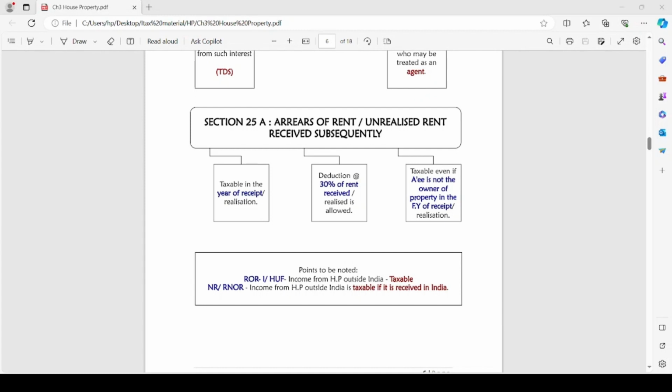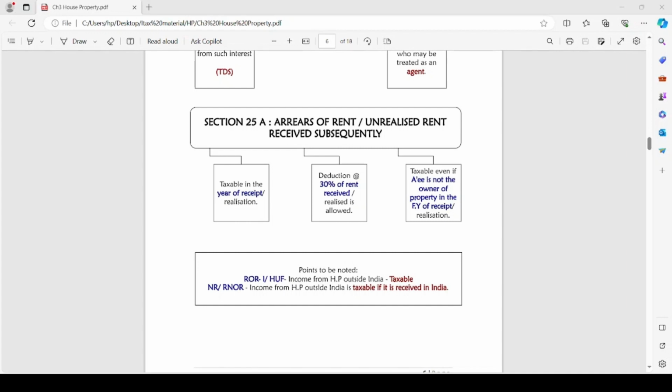There may be cases where the assessee cannot realize or receive the whole rent amount during a few months in any of the previous years, and now such rent amount has been recovered or realized in the subsequent years. In such a case, such rental amount will be taxable in the year of receipt or realization.